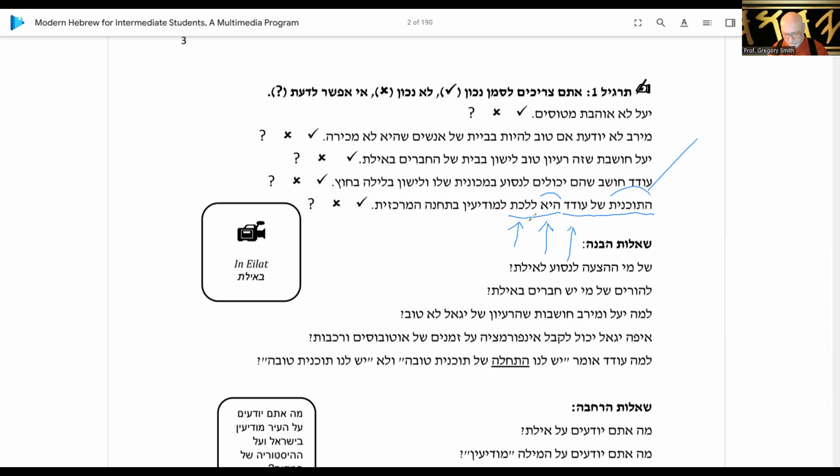There we go. Very vague. Get this right. התוכנית של עודד היא ללכת. Odette, so this Odette sounds like it's a girl because we've got "he" here. Look at that. Hatakonit shel Odette, belonging to Odette, and it is tokanit. So Odette, boy, they've got the strangest things, don't they? So technically, that's a girl.